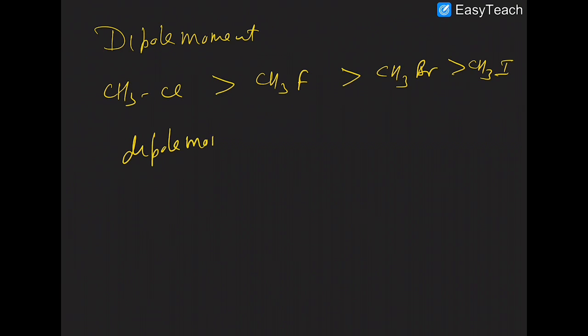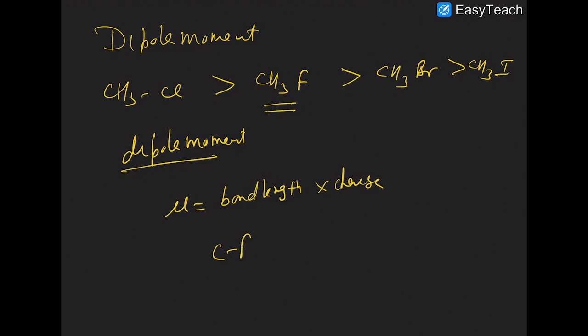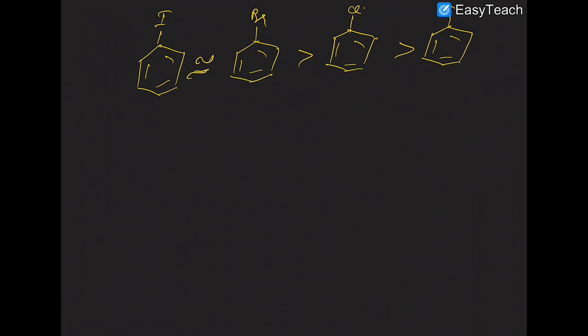Now the dipole moment of chloromethane is greater than that of fluoromethane, because dipole moment is the product of bond length and charge. Due to the very short bond length of C-F, the C-F bond length is short. So due to that, chloromethane has a greater dipole moment than CH3F.